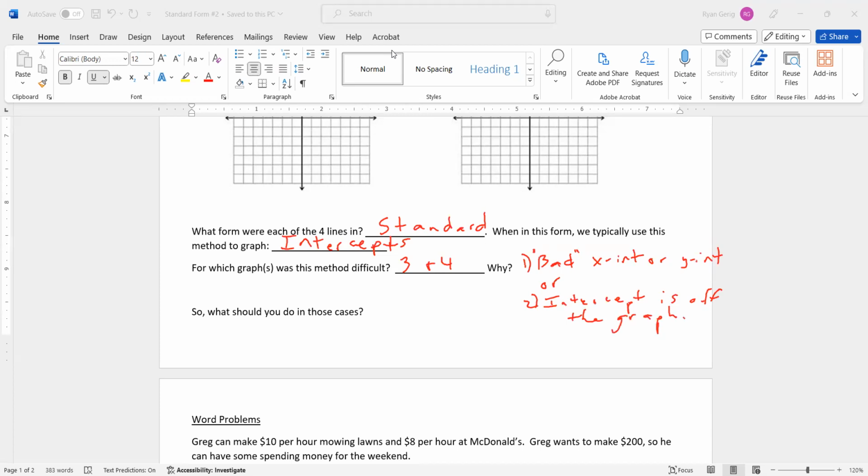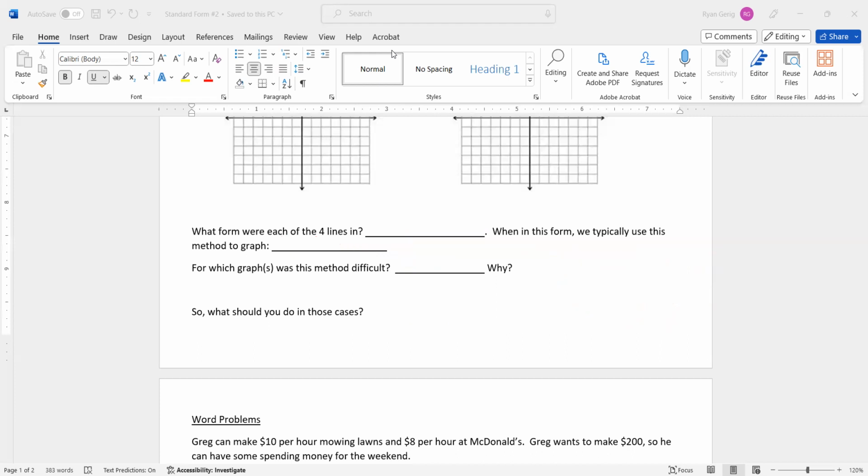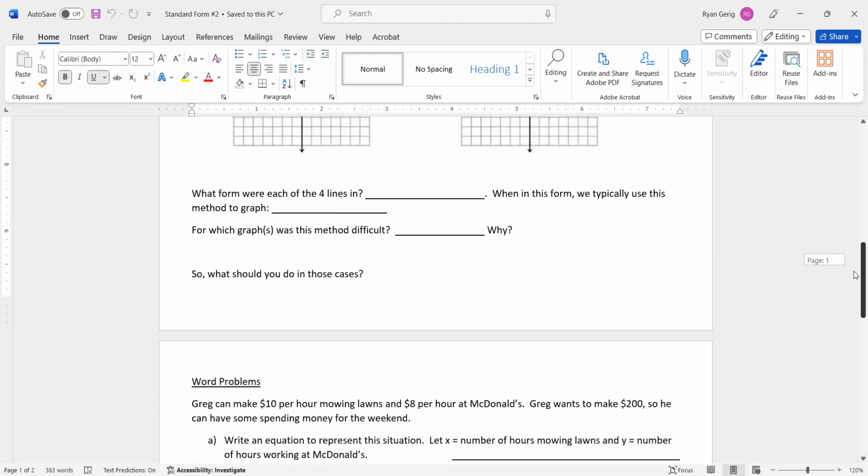What should you do in those cases? Move the equation, or transform the equation, to y equals mx plus b. What I find usually, having done this for a long time, is a lot of people just automatically move it to y equals mx plus b, even if there are good intercepts, and that's fine if you do that. You will still have to find intercepts, but if you'd rather put it in slope intercept form, that's fine.